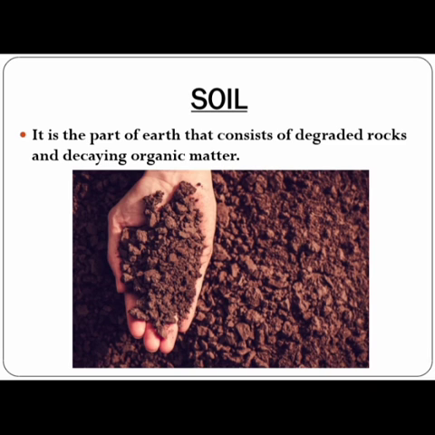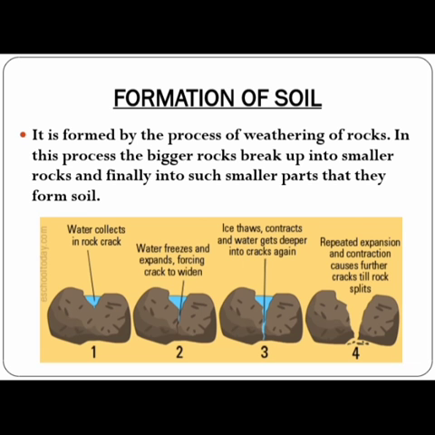So, you know how the formation of soil occurs. You have already learnt about this in your primary classes, isn't it? It consists of degraded rocks, and also it consists of decaying organic matter. Coming to formation of soil, let's have a quick recap on this because you have already studied in your primary classes, right? So how does soil form? It is formed by the process of weathering of rocks. So what do you mean by weathering of rocks?